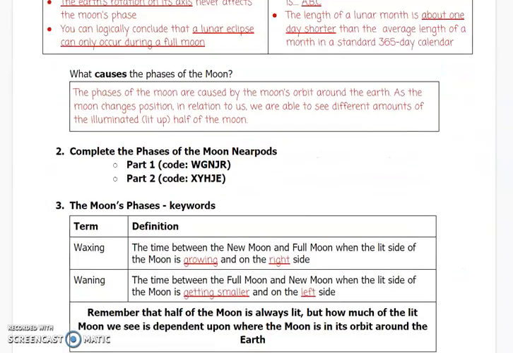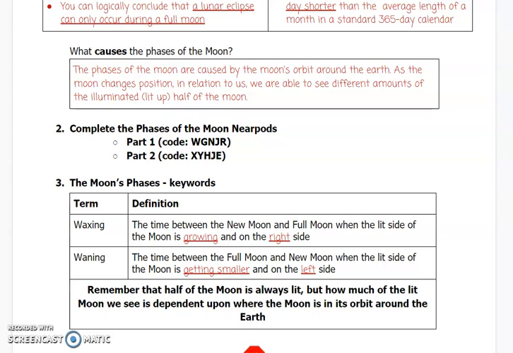Moving down, we talked about what causes the phases of the moon. Those moon phases are caused by the moon's orbit around Earth. As the moon changes position in relation to us, we're able to see different amounts of the lit-up, or illuminated, half of the moon. And the moon is doing two things during its phases. It's either waxing or it's waning.